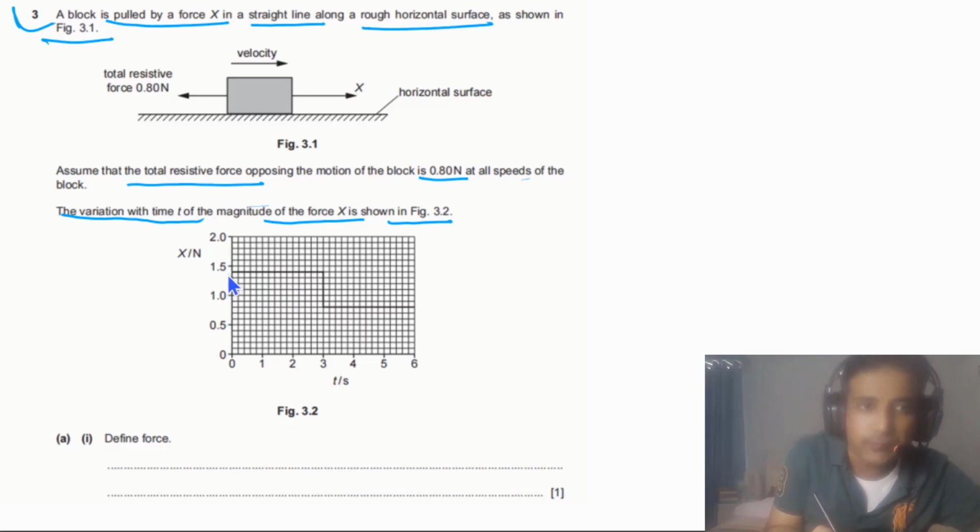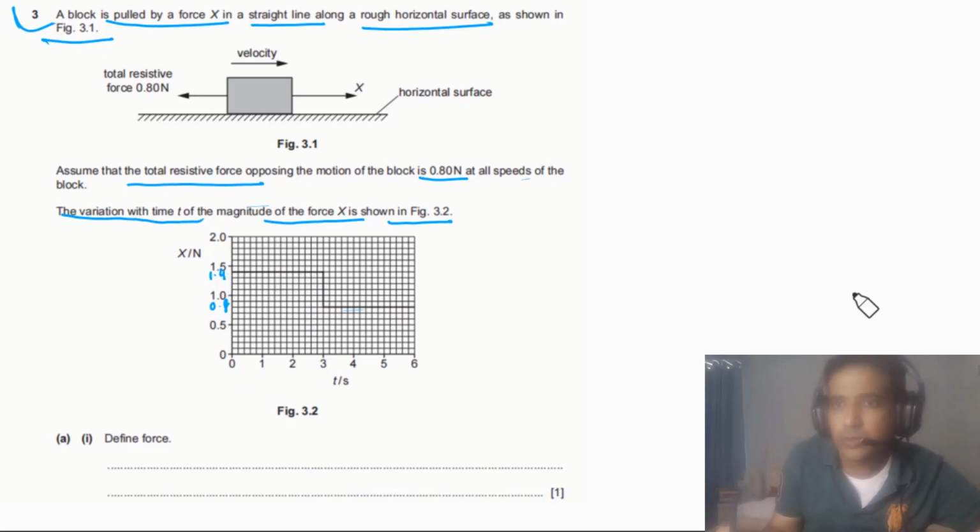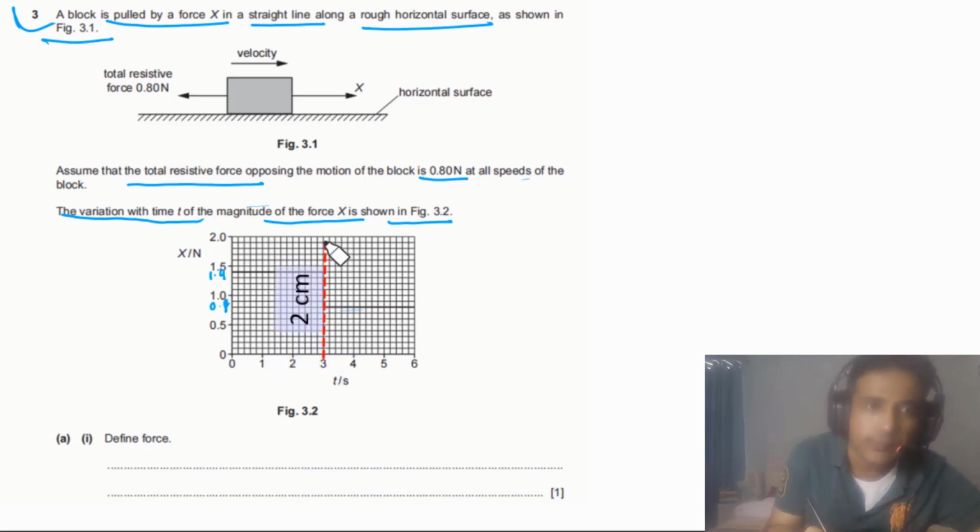So here we have force, first of all 1.4 newtons, and then the force decreases to 0.80 newtons, but it stays constant for this period of time, and the force also stays constant up to 3 seconds. So if we draw the line, here we have 3 seconds. Before 3 seconds, force is equal to 1.4 newtons, and after 3 seconds, force is equal to 0.8 newtons.